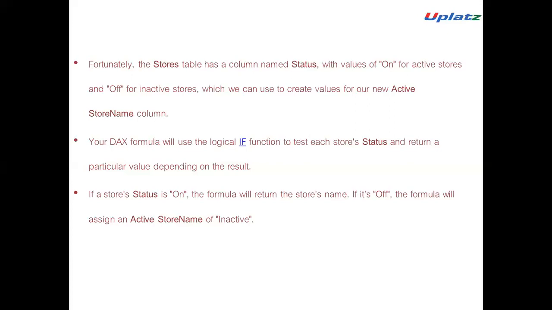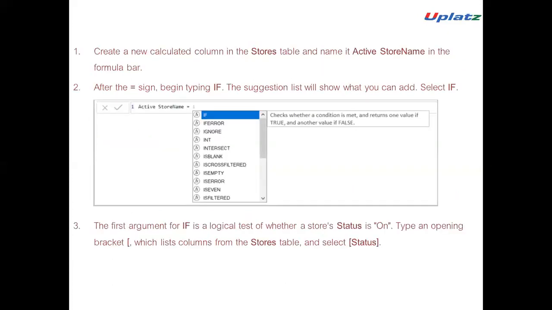For this purpose we use the DAX IF function. If the store's status is on, as we know, the formula will return the store name. If it is off, the formula will assign inactive. In a new column in the stores table, we are going to name it active store name. And we begin typing IF, then the suggestion list will show what we can add.